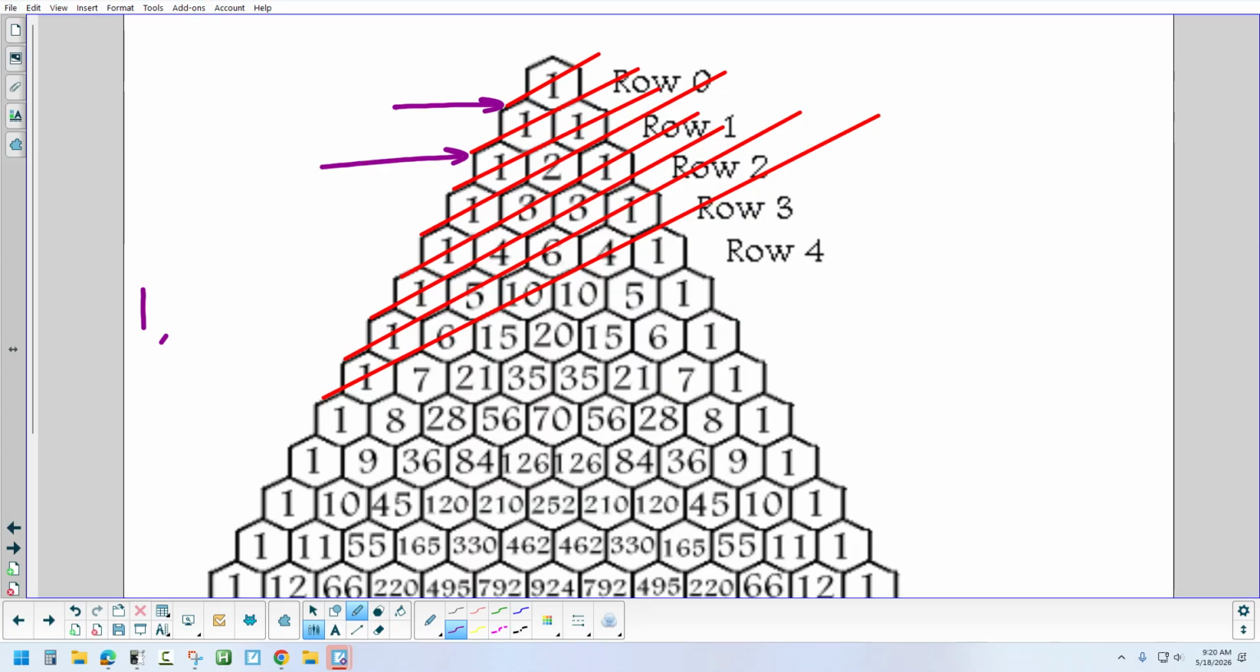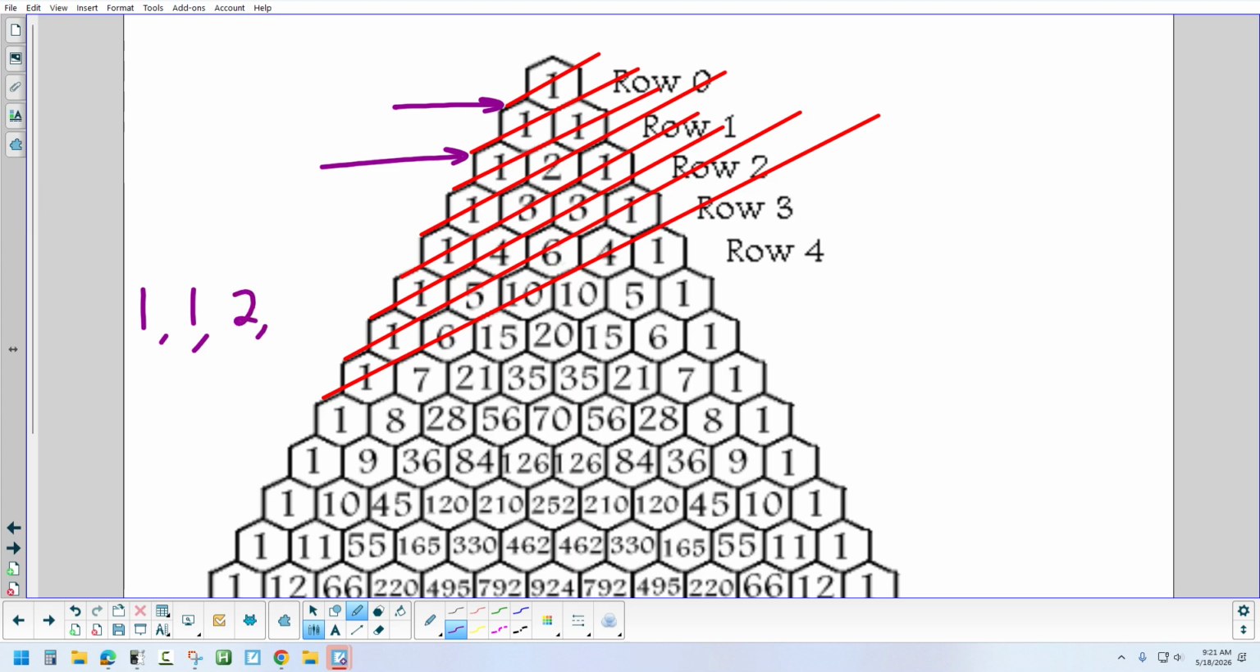Yeah, you get a 1. Okay. How about for the next diagonal? What do you get after that? You get a 2. So what you end up getting is the Fibonacci sequence.